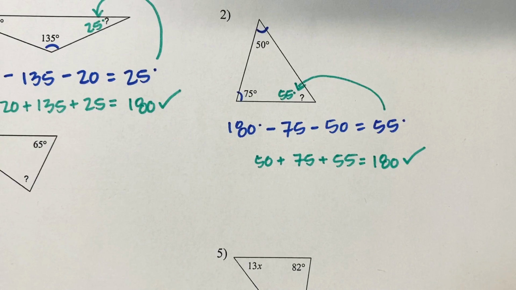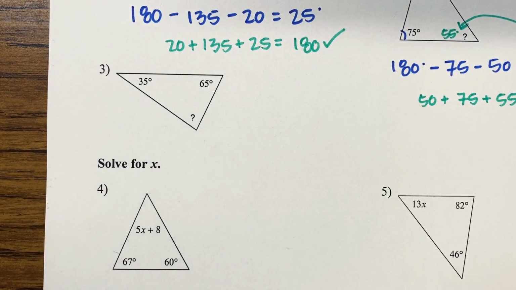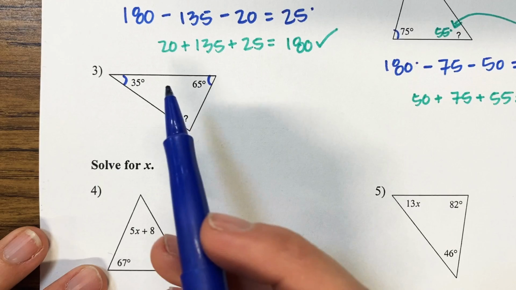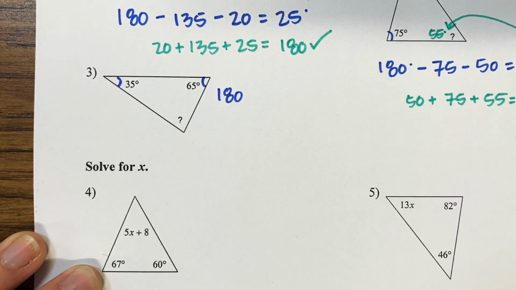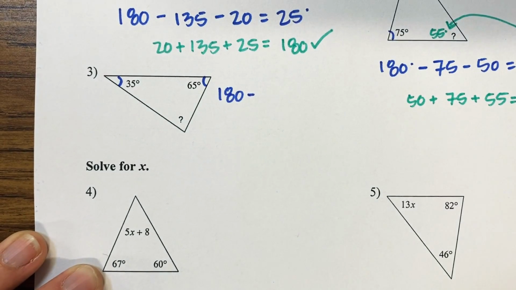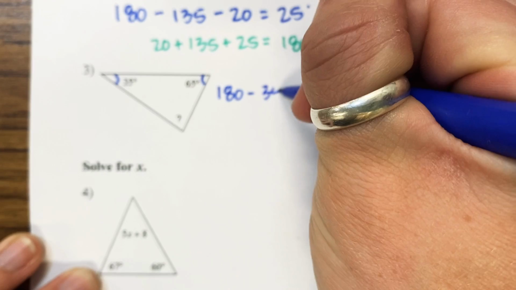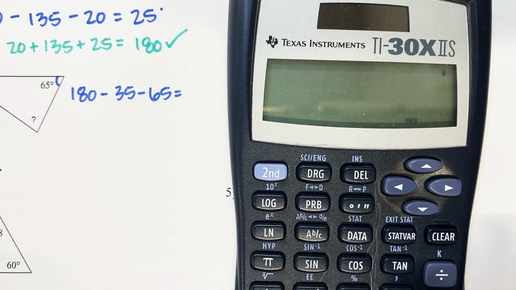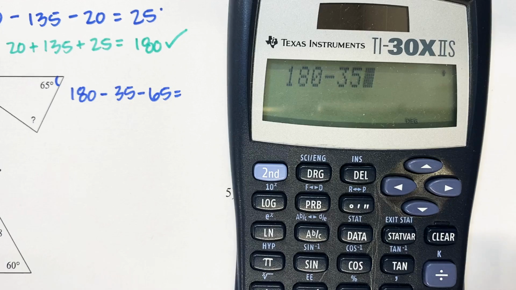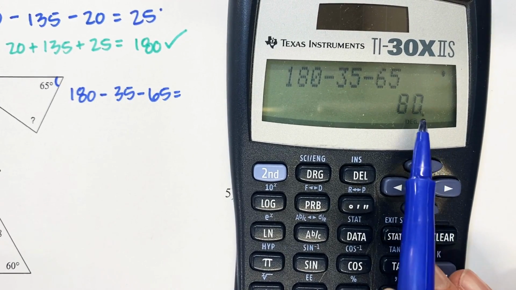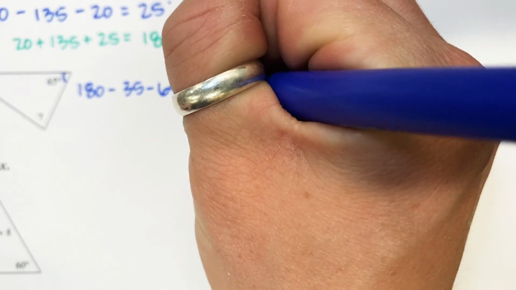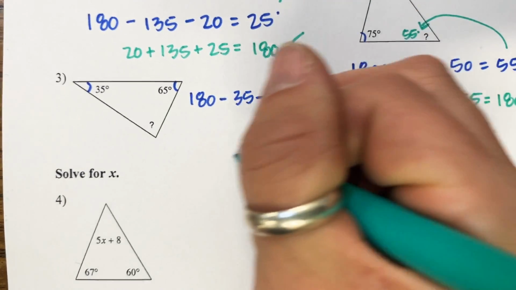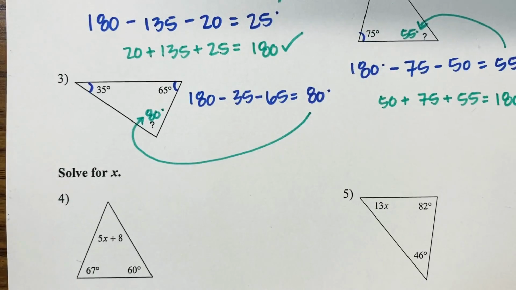Beautiful. So let's do that one more time on number 3. It gives us two angles, 35 and 65. Knowing these two angles it gives us, we can subtract them from our total, which is 180. So we always start with our total, that's 180. Subtract 35, subtract 65, and let's see what that gives us. So now I have 180 minus 35 minus 65, and that'll give us our third angle, which is 80. So I know that that third missing angle is equal to 80 degrees.